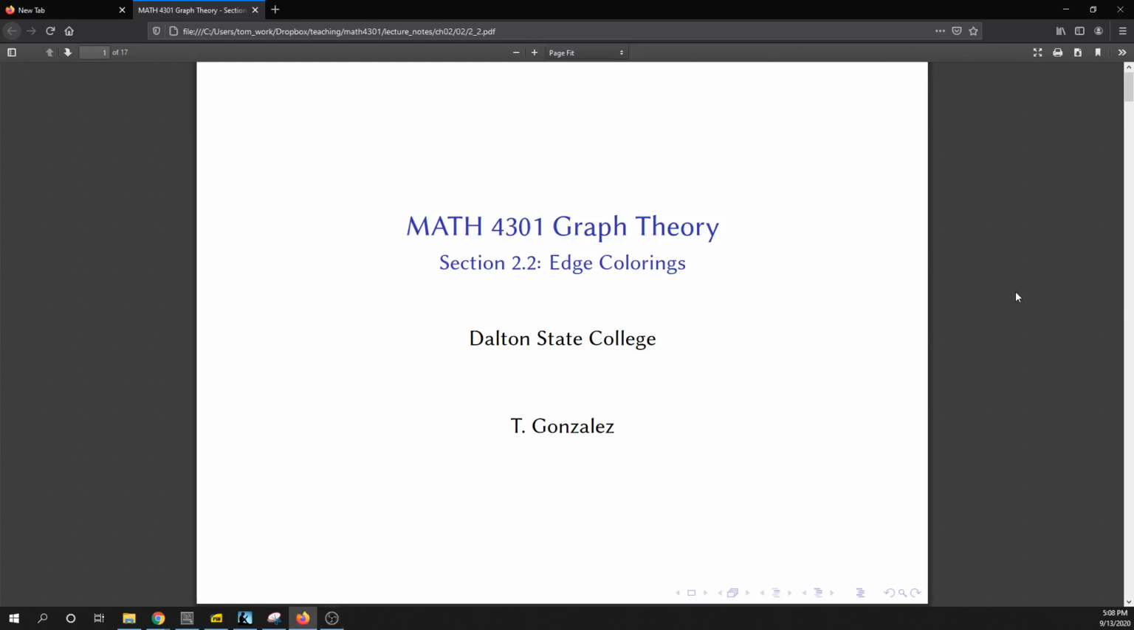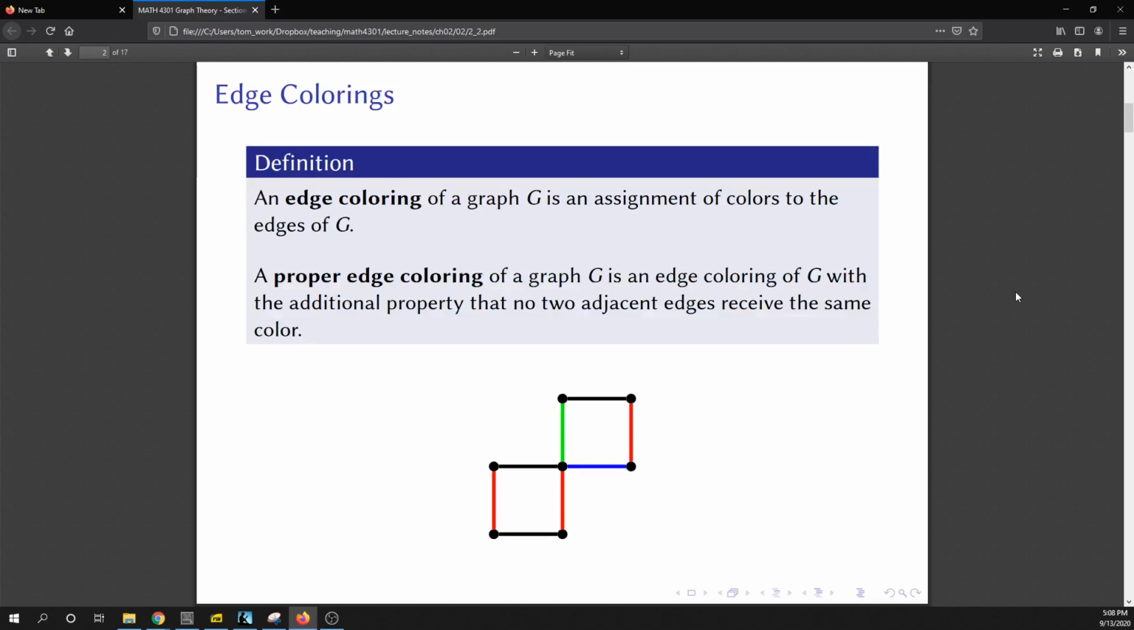All right, in this video we are going to talk about edge colorings. So an edge coloring of a graph G is an assignment of colors to the edges of G. We had previously talked about vertex colorings, and the way that the edge coloring definition is set up is slightly different than the vertex coloring.